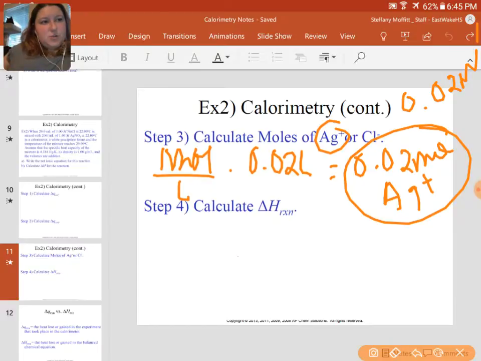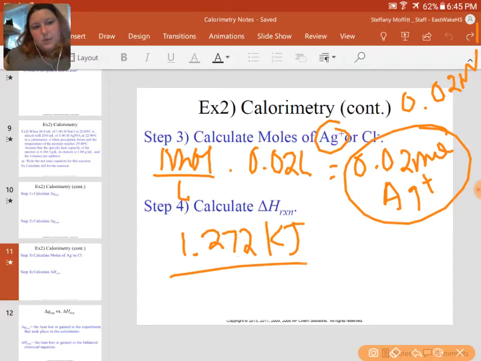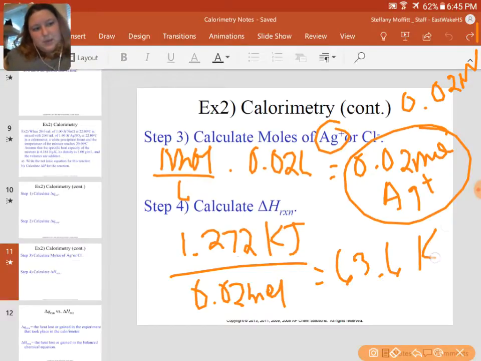So I have 0.02 moles, and I got my joules earlier. I converted the joules to kilojoules, so it's just 1.272 kilojoules per 0.02 moles. And I get a delta H of 63.6 kilojoules per mole.